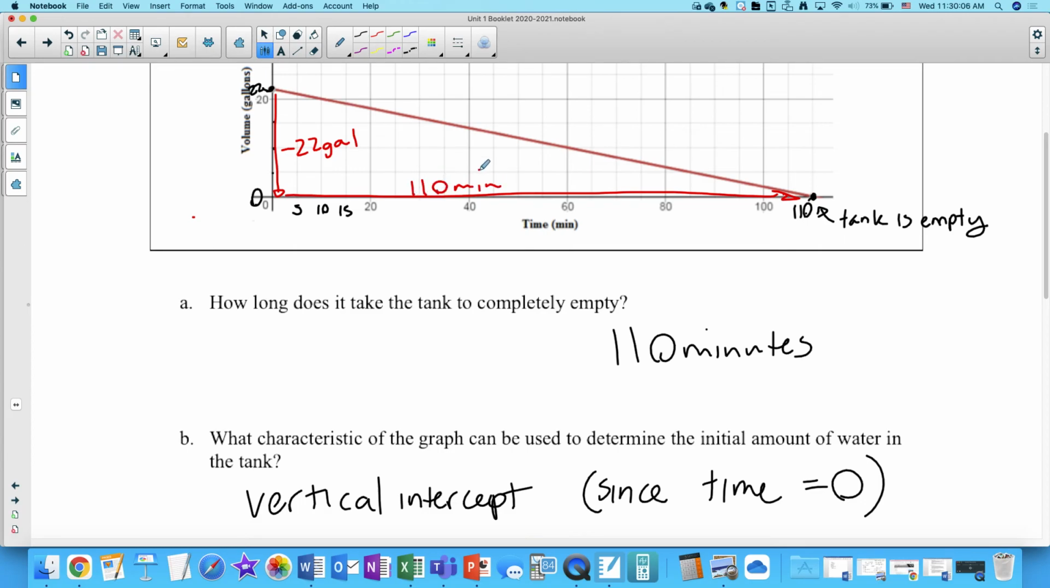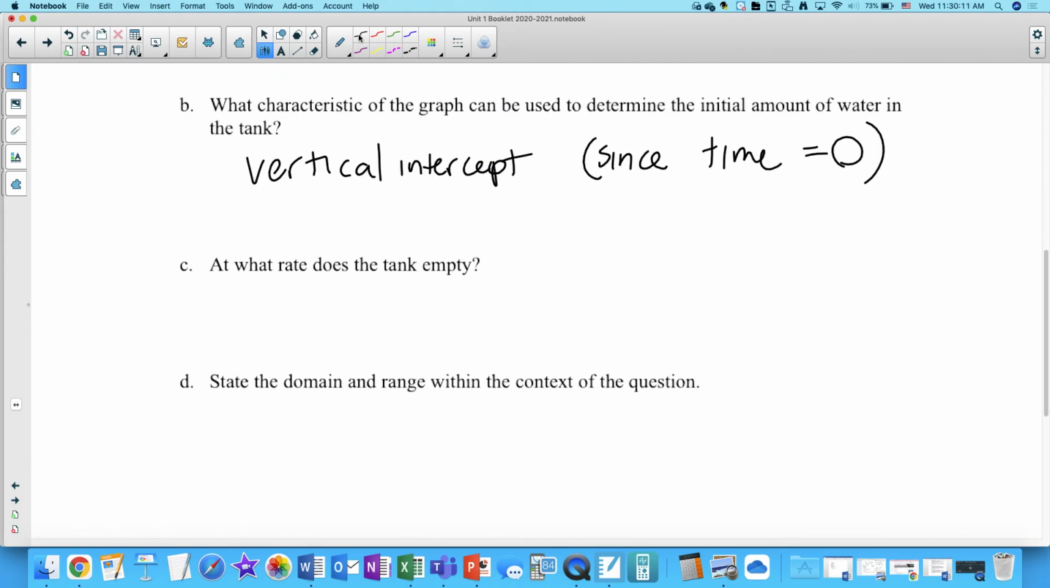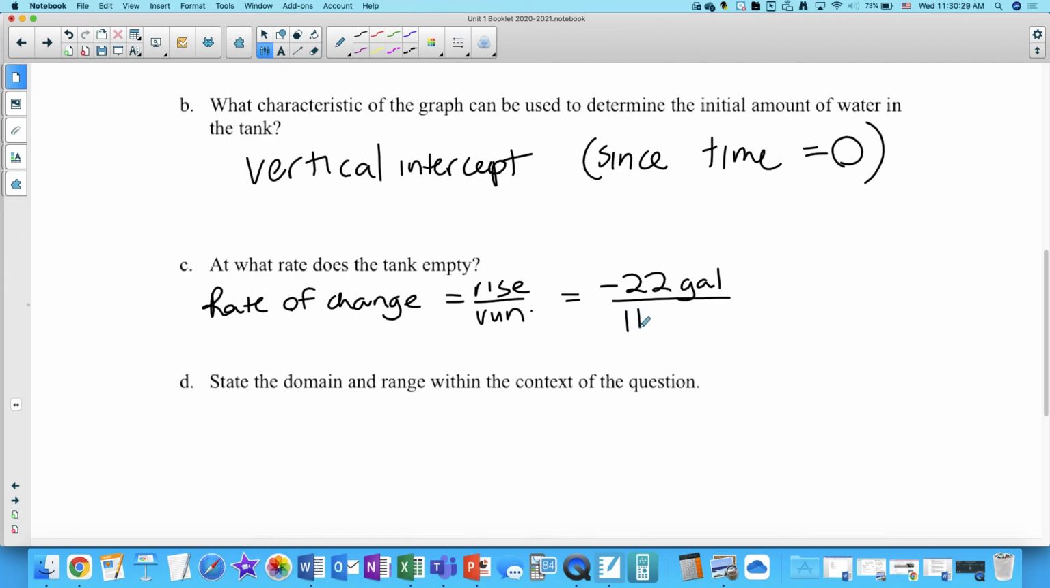So slope, or rate of change, is rise over run. And that is negative 22 gallons per 110 minutes. When you divide that, I believe it's negative 0.2 gallons per minute. The negative sign indicates that the tank is emptying rather than filling.